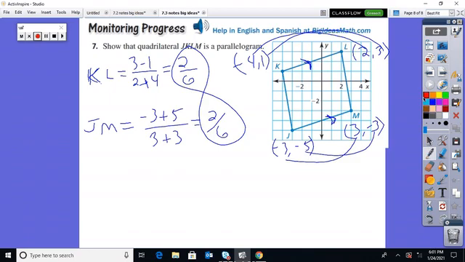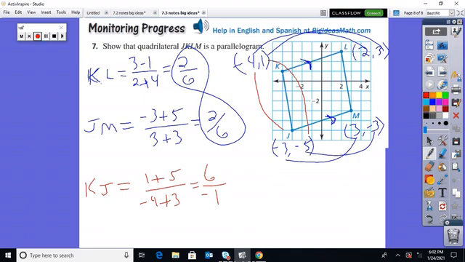Now let's check KJ. So KJ's slope. Let's go like this. 1 minus a minus 5 is 1 plus 5 on top of -4 plus 3. So I have 6 over -1, so -6.